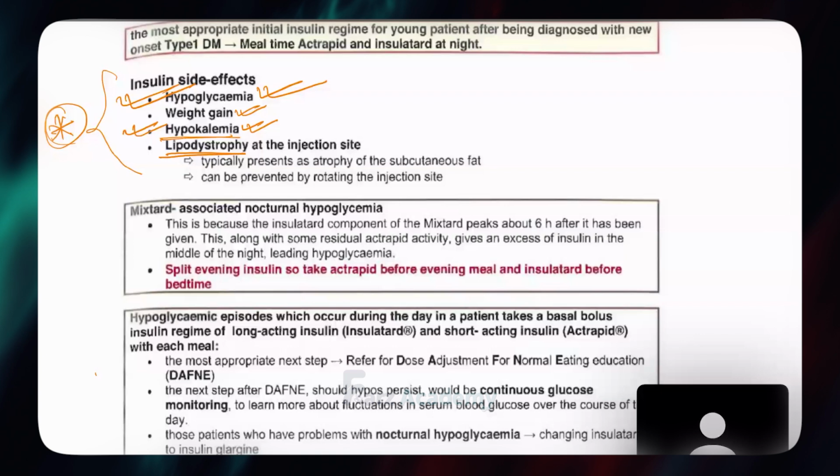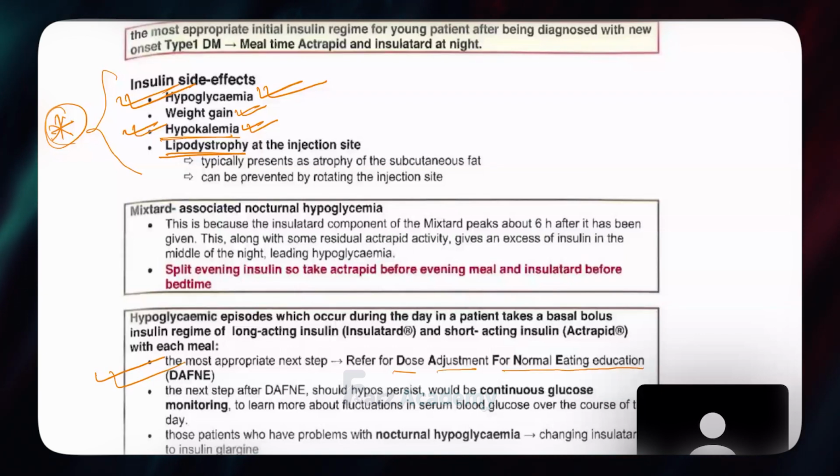And this is of course DAFNE. DAFNE is dose adjustment for normal eating, an education programme. DAFNE is very, very, very frequently asked in MRCP PACES, but it can also be asked in Part 2 as a simple MCQ.